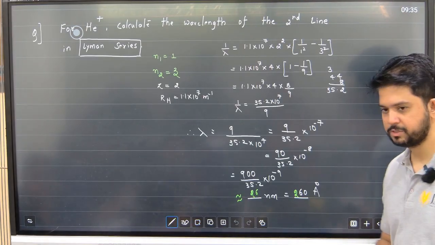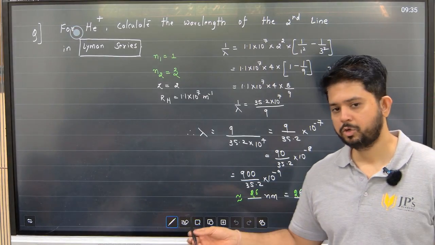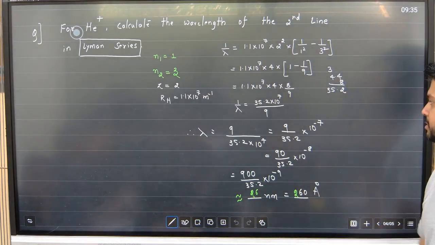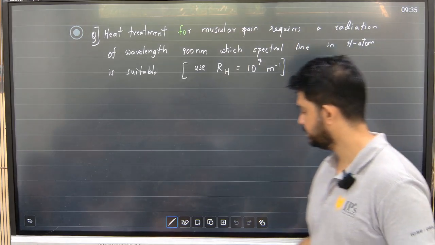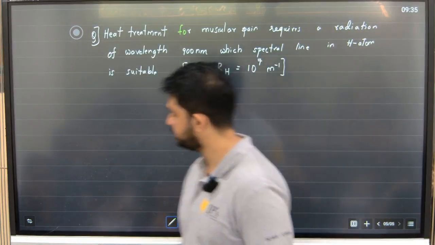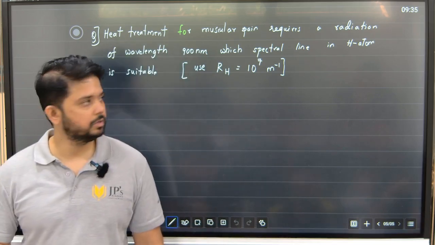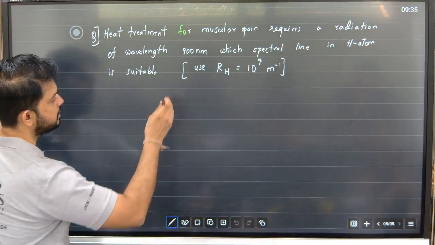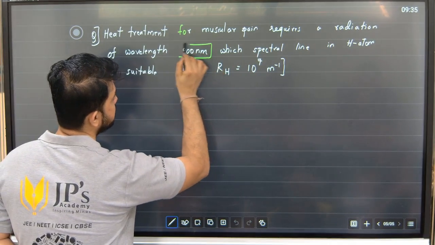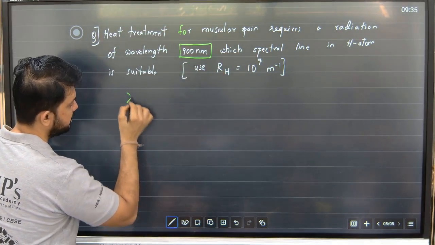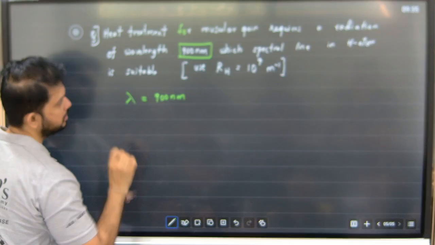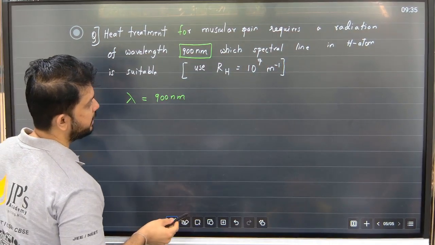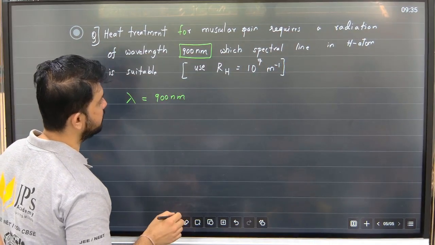Okay, so the answer of the previous question is somewhere around 26 nanometers or 260 angstrom. Let's go ahead with the next question. It says that heat treatment for muscular pain requires a radiation of wavelength 900 nanometers. So they have given us the wavelength. How much have they given? 900 nanometer. Which spectral line in hydrogen atom is suitable?